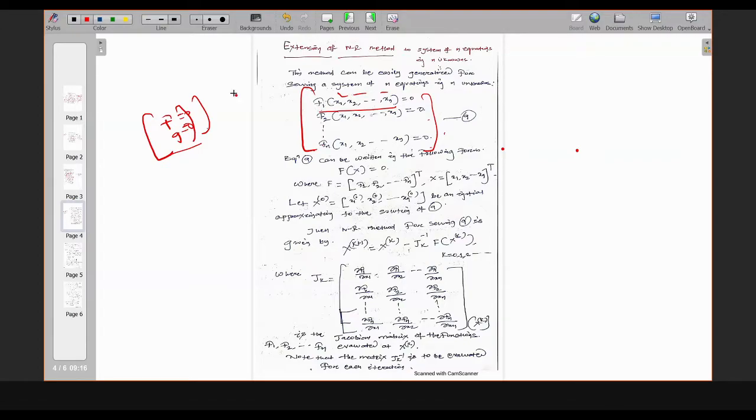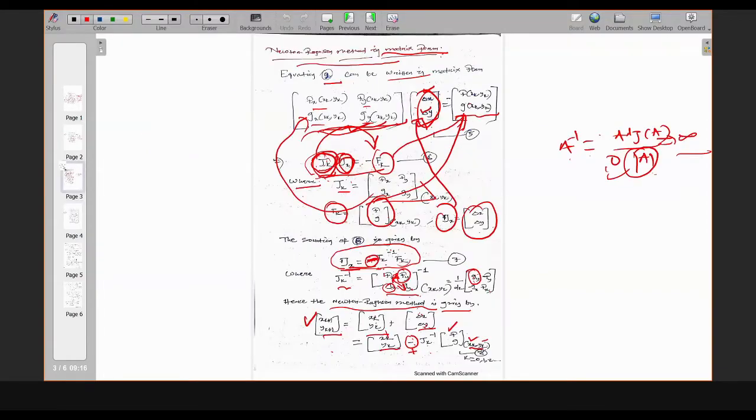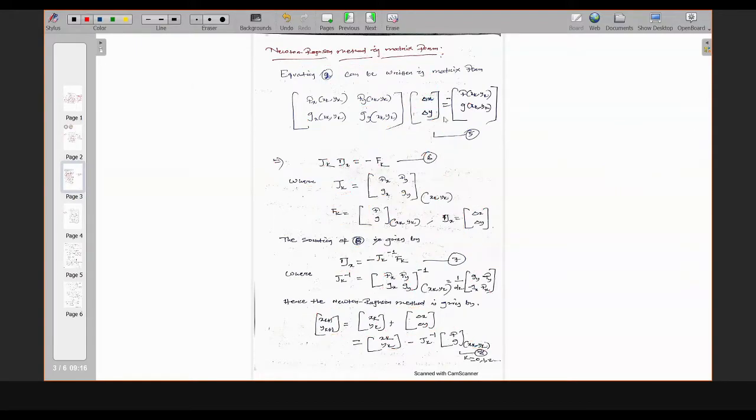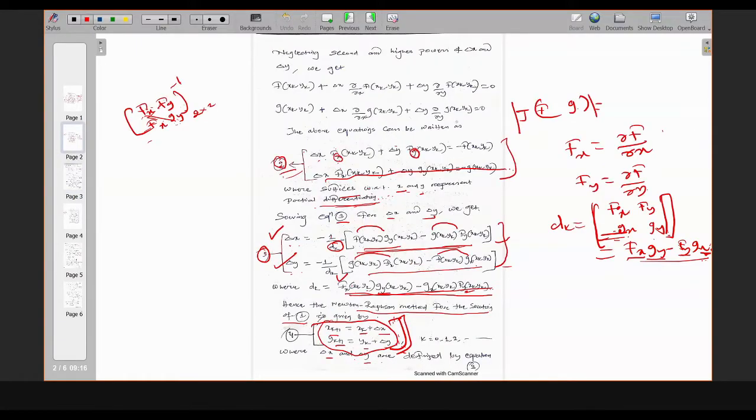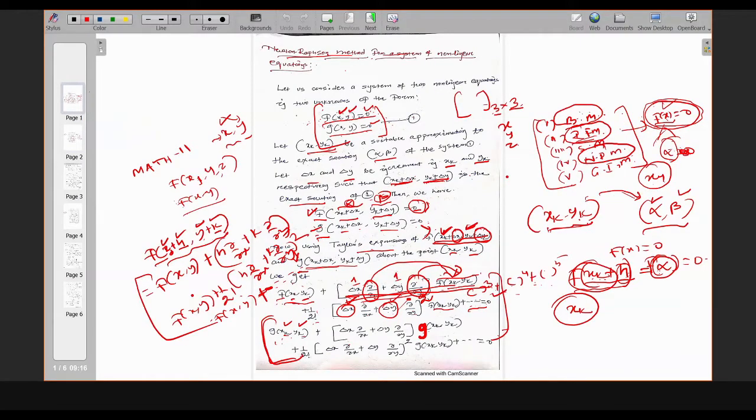So first we will go for the extension of Newton's Raphson's method. In the previous class, we had derived Newton's Raphson's method for solving only two equations in two unknowns. You can easily find it here. We had only two equations in two unknowns, which is given in equation 1.